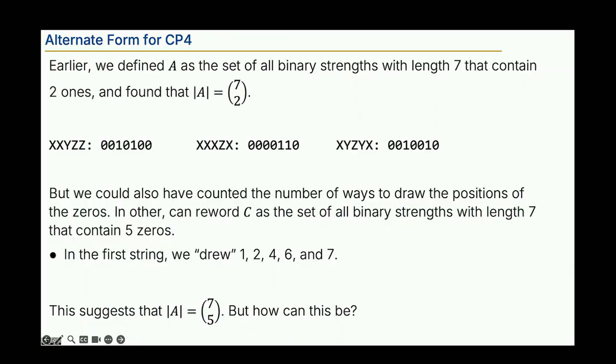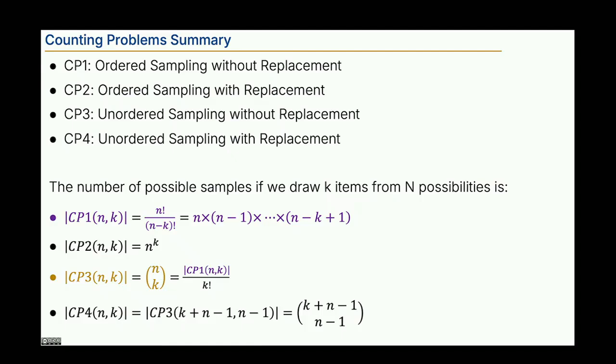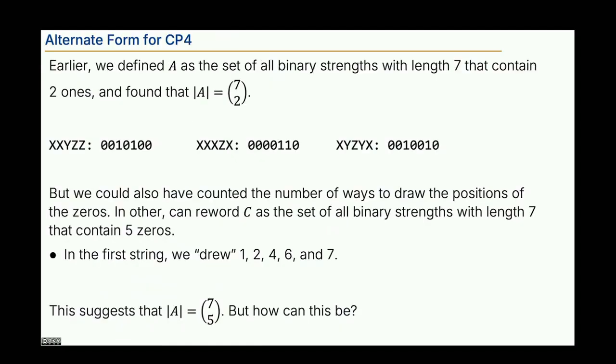All right. We also, by the way, okay, so continuing on. Earlier, we defined A as the set of all binary strings with length 7 that contain 2 1s, and we found that that set was size 7 choose 2, just as we did. But we could also have counted the number of ways to draw the positions of zeros. So in other words, we could say that this A should be a C should be an A.